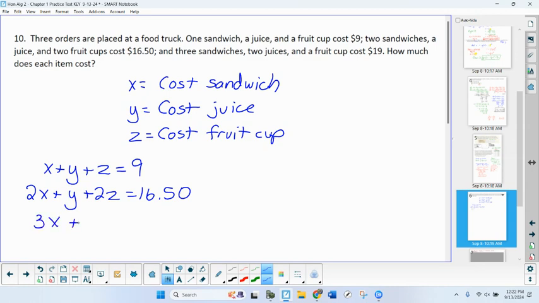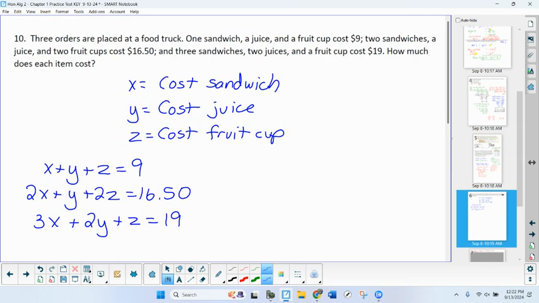3x plus 2y? Did you lose your 2y? I'm asking Natalie. Oh wait, I think so. You lost it. Did you have on the last equation 3x plus 2y plus z? Oh, I lost the 2y. Okay. All right, so that's going to mess up the whole problem.